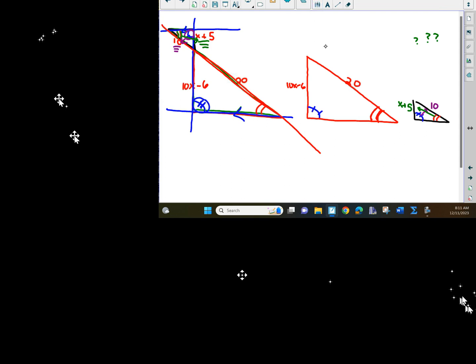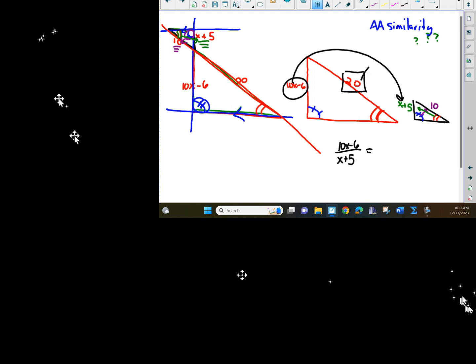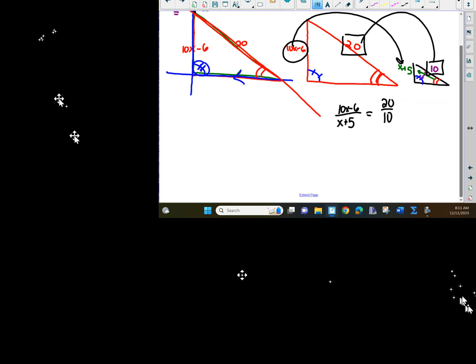Now, I have these two triangles are similar. They are similar by the AA similarity rule. You can see I wrote down two angles in there. So my next step is to create a proportion. I'm going to say the 10x minus 6, I'm putting it over the x plus 5. I'm going to take the 20, and I'm going to put it over the 10. I'm going to cross multiply, so there you go, you got your proportion.